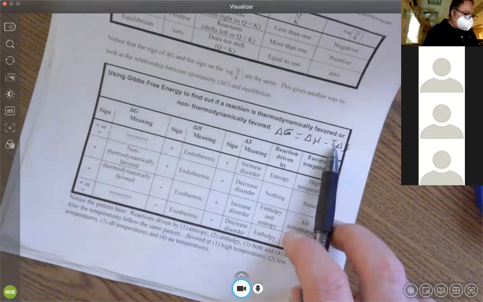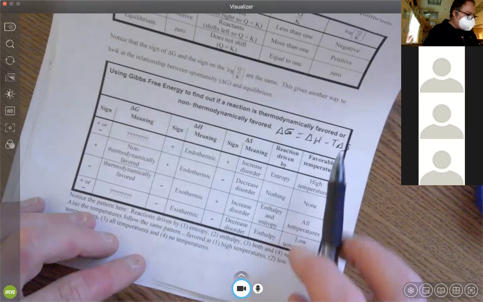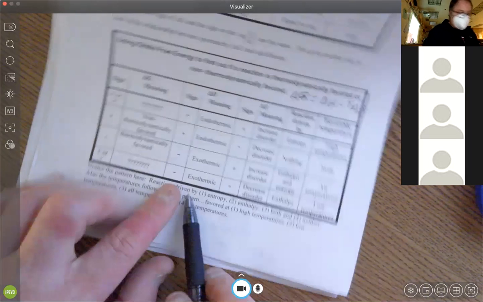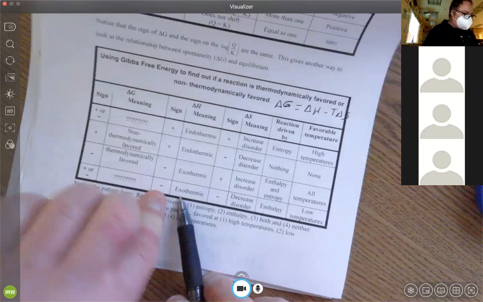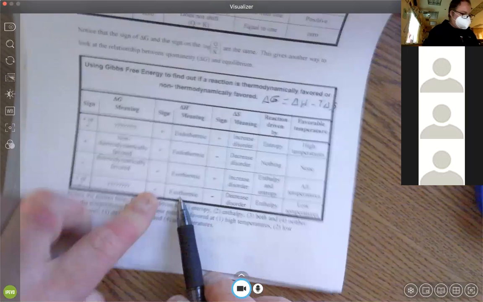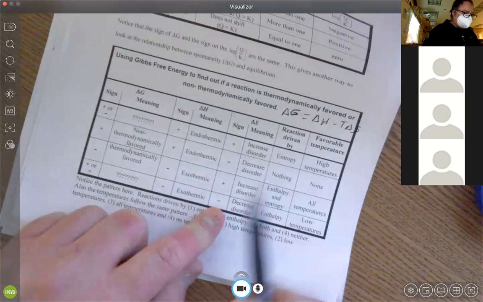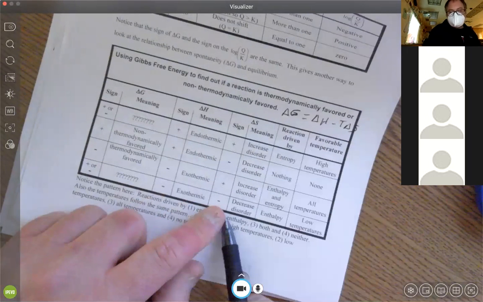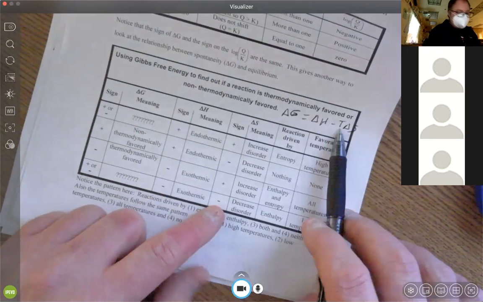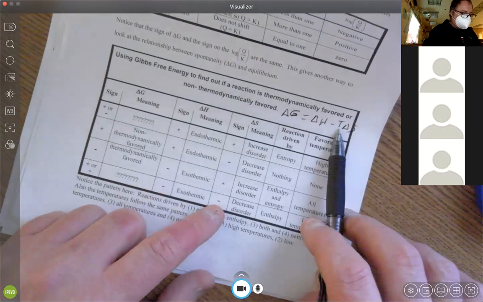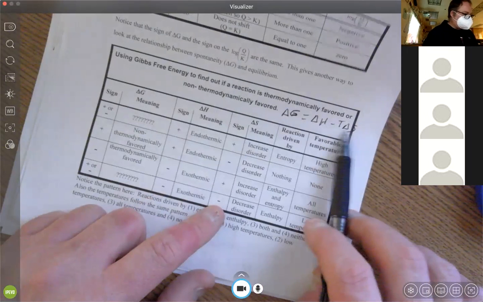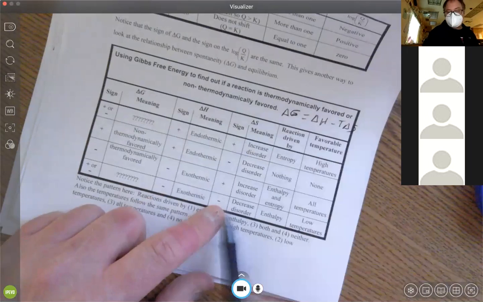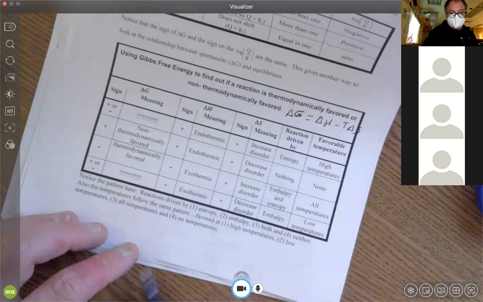And here, if delta H is negative, you've got a pretty good chance. That means it's exothermic, right? Delta H is negative, and if you're subtracting this, this could only occur at low temperatures, because you don't want to subtract a big negative. So this would occur at low temperatures, if possible. Questions there?